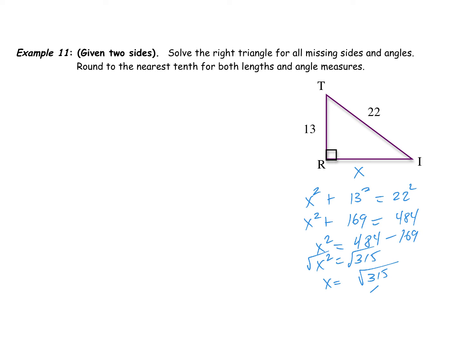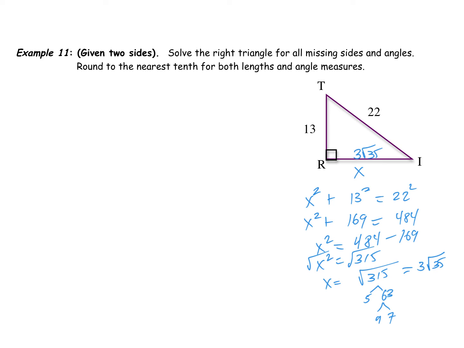If you factor this, you'll see that this is actually 5 times 63, and 63 is 9 times 7. So 9 is a perfect square factor. So x is equal to 3 rad 35. So this is the third side length, 3 rad 35. And now we need to find the measures of the angles T and I.